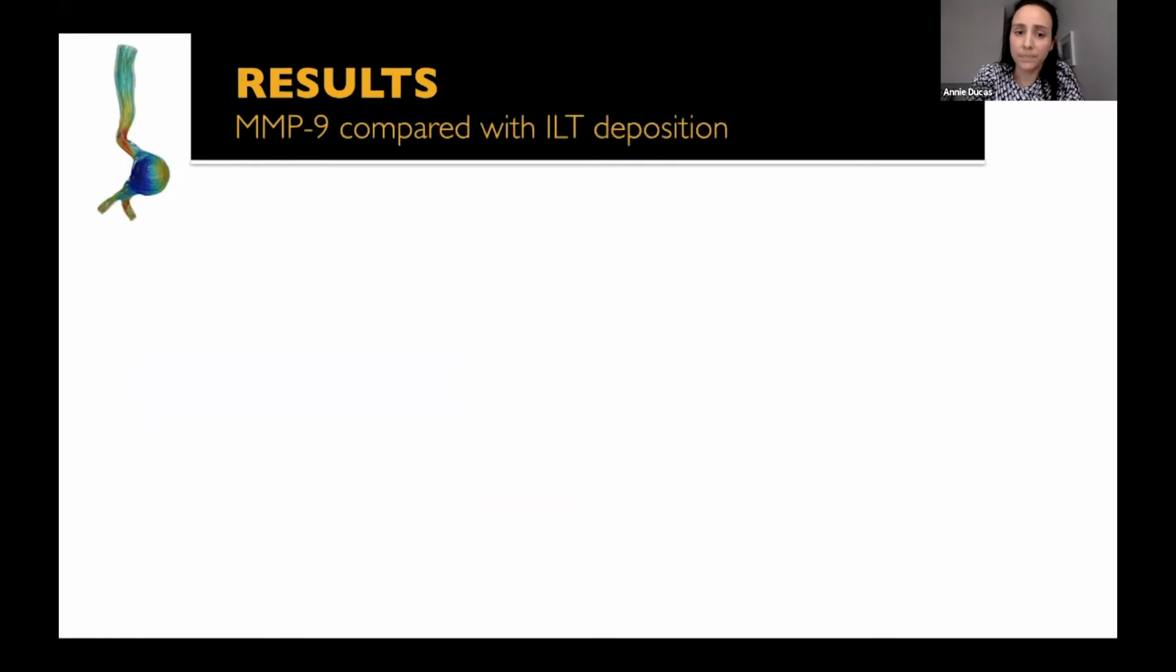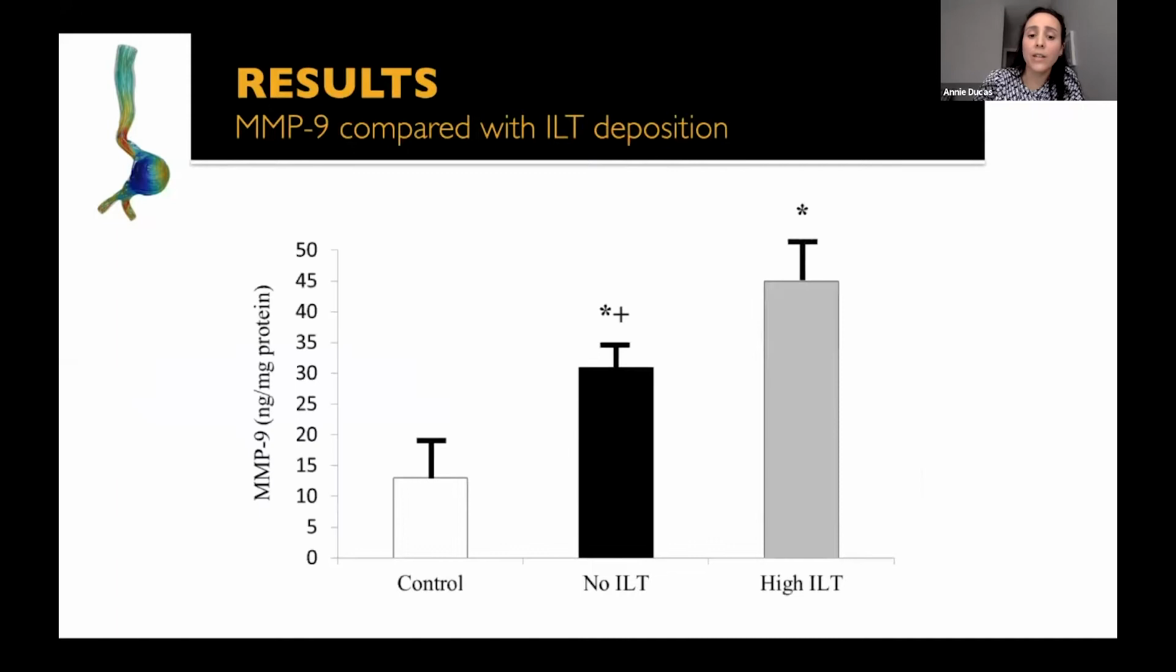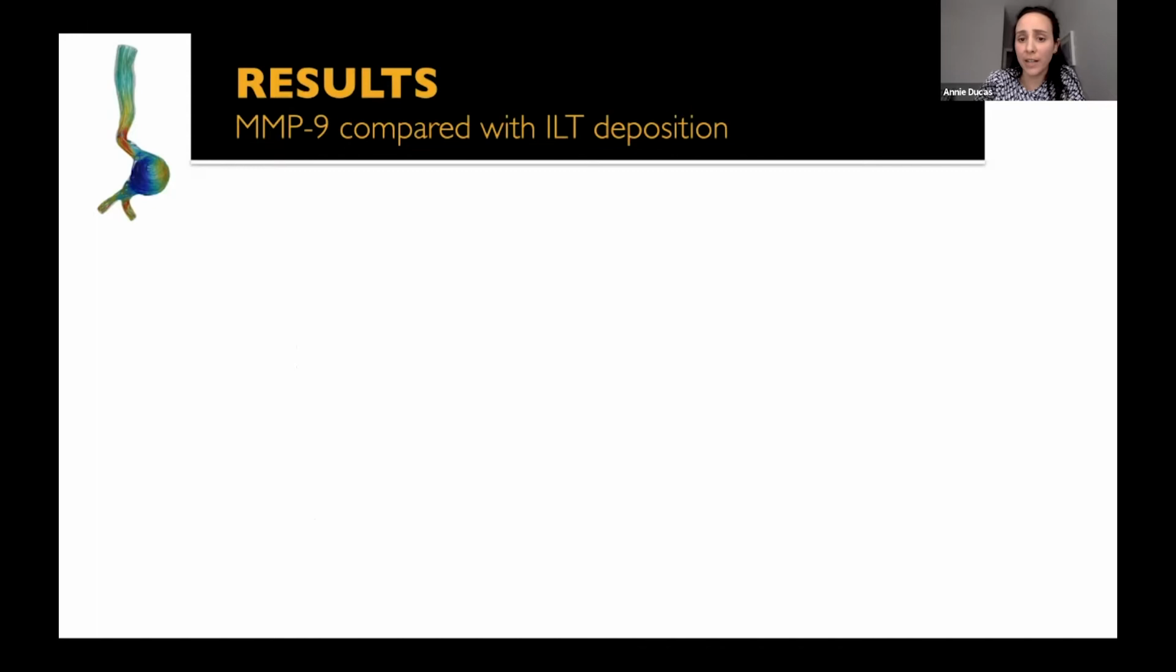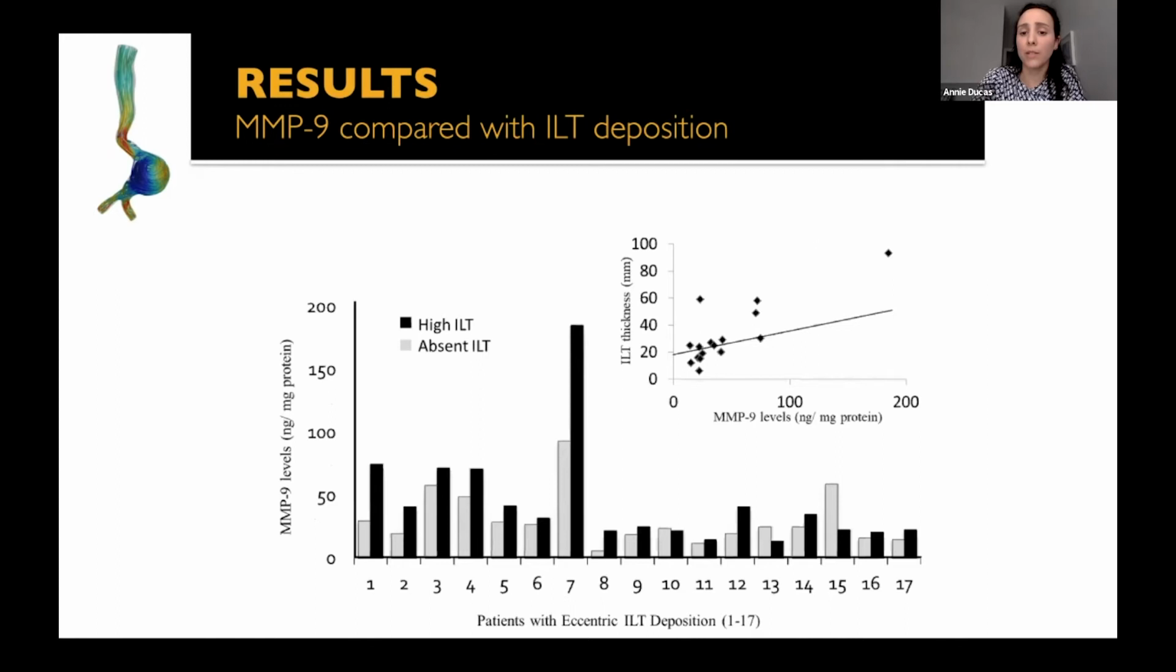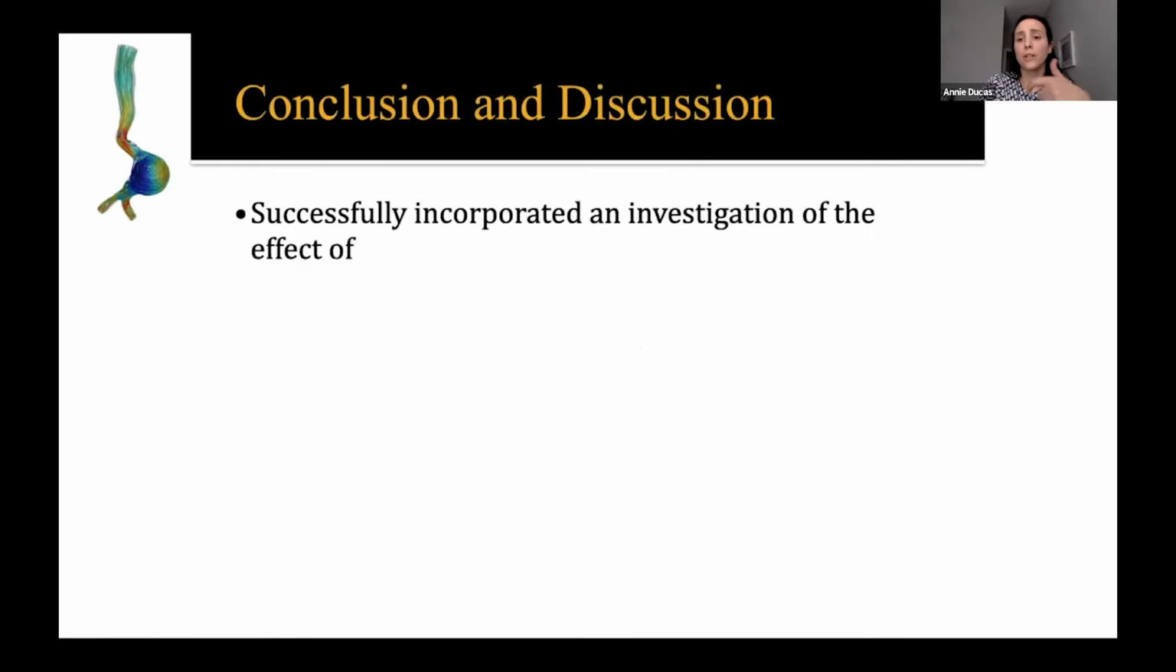When we were looking at patients who had eccentric thrombus and comparing it to total concentration of MMP9 within the tissue at those locations, we found that areas of high intraluminal thrombus correlated with high levels of MMP9. When we look specifically at all the patients that had eccentric thrombus, there was quite a bit more MMP9 in the locations of high thrombus. This was statistically significant. This was the first study to incorporate thrombus, inflammation, proteolytic enzymes, as well as wall stress and velocity within aortic aneurysms.